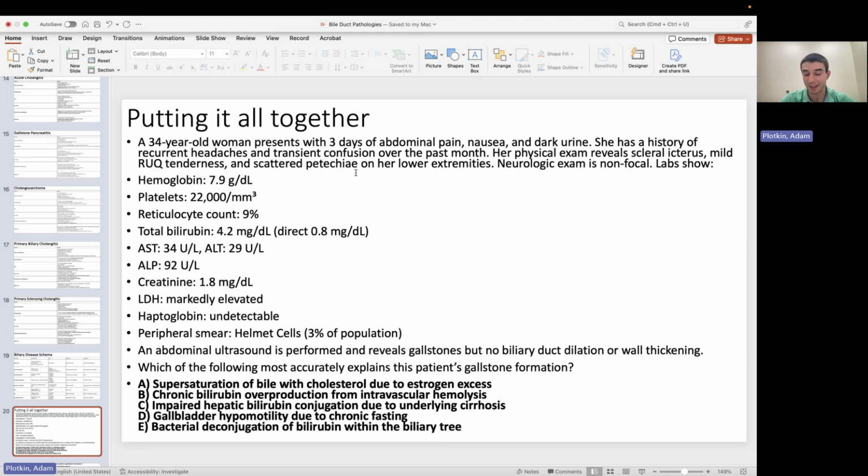Which of the following most accurately explains the patient's gallstone formation? So I threw a lot at you in this lecture and a lot at you in this case. So try to answer. Look at the pathophys I'm talking about on the bottom. Pause your screen. Think through what disease you think this patient has, right? I picked a very specific disease I wanted to ask you about because I've talked about it before. What disease do you think she has? And then how does that explain the gallstone formation? So pause and think.